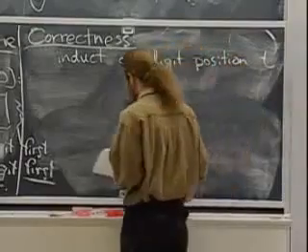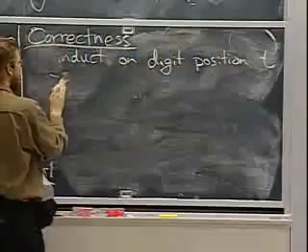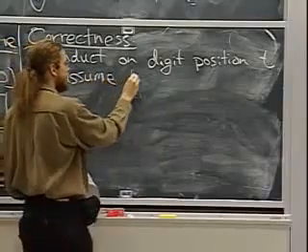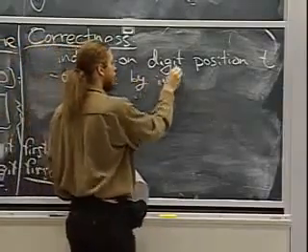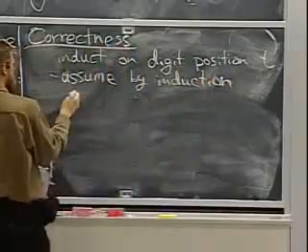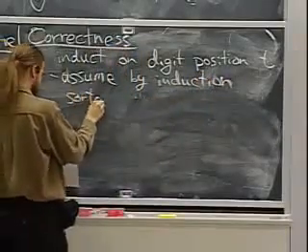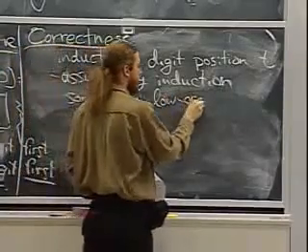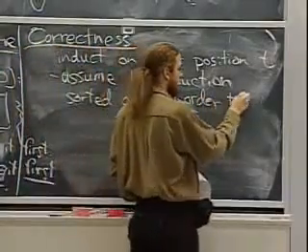So let's call that t. And we can assume by induction that it's sorted beyond digit t. This is our induction hypothesis. So we assume that we're sorted on the low order t minus 1 digits.